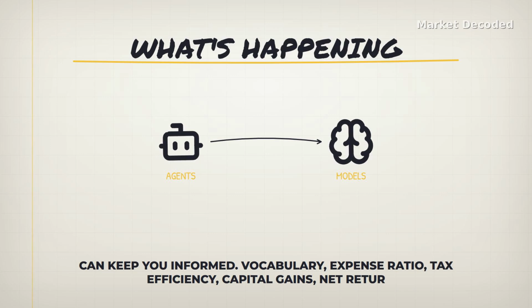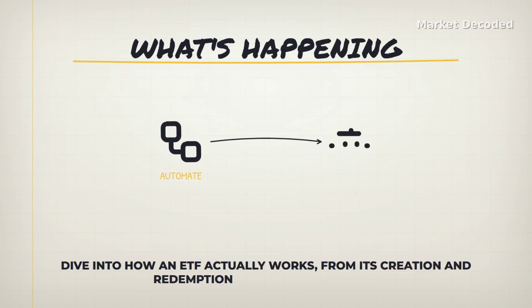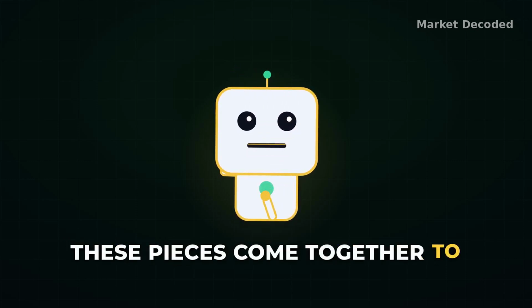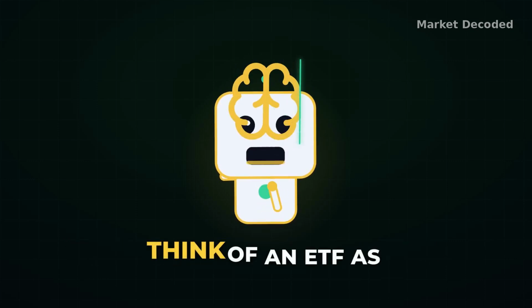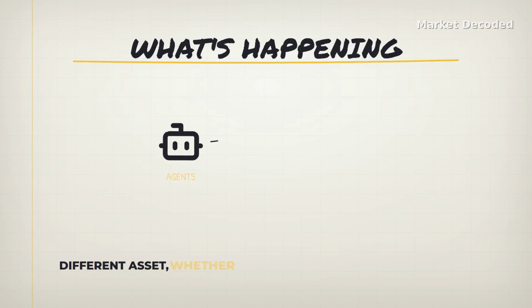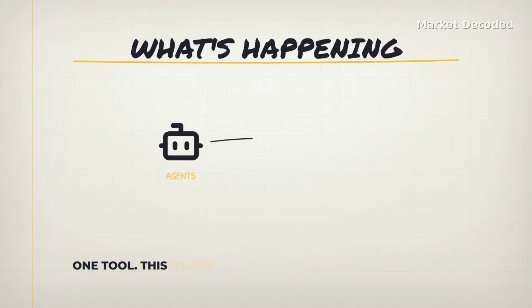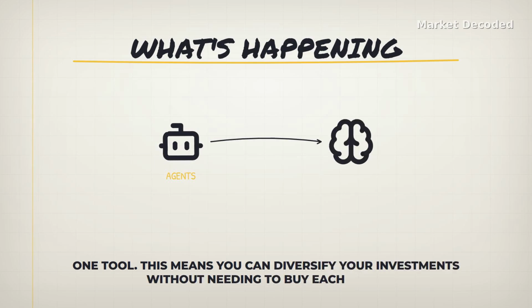Now that we've taken a deep dive into how an ETF actually works, from its creation and redemption process to tracking indices and managing fees, it's time to connect the dots. So, how do all these pieces come together to benefit you as an investor? Think of an ETF as a well-organized toolbox. Each tool inside represents a different asset, whether it's stocks, bonds, or commodities. When you buy an ETF, you're essentially purchasing access to that entire toolbox, not just one tool. This means you can diversify your investments without needing to buy each individual asset separately.